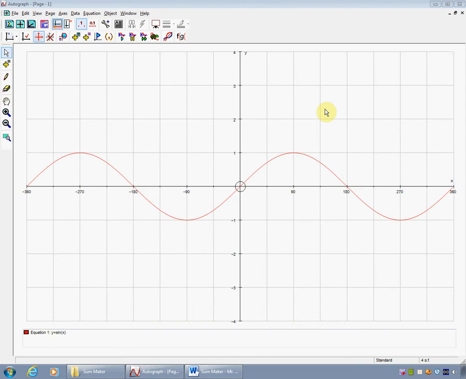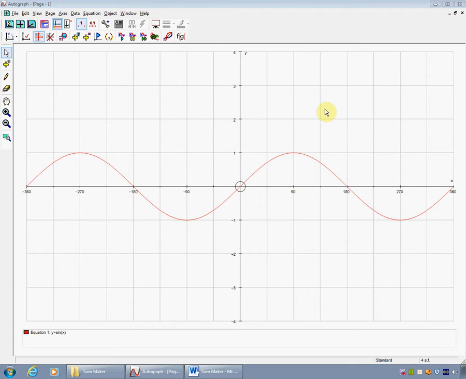Hey guys, welcome to the revision video on transformations of functions. I'm using Autograph here, and I'm going to use the equation y equals sine of x to help visualize what happens as we transform this graph.